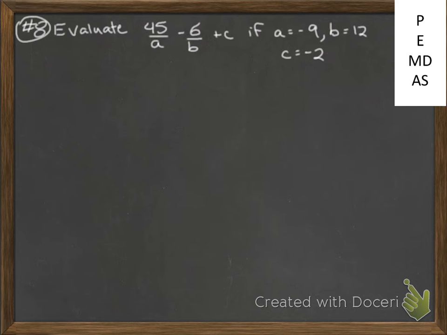Okay, this one says, evaluate 45 over a minus 6 over b plus c if a is negative 9, b is 12, and c is negative 2. Okay, so I have 45 over a minus 6 over b plus c.